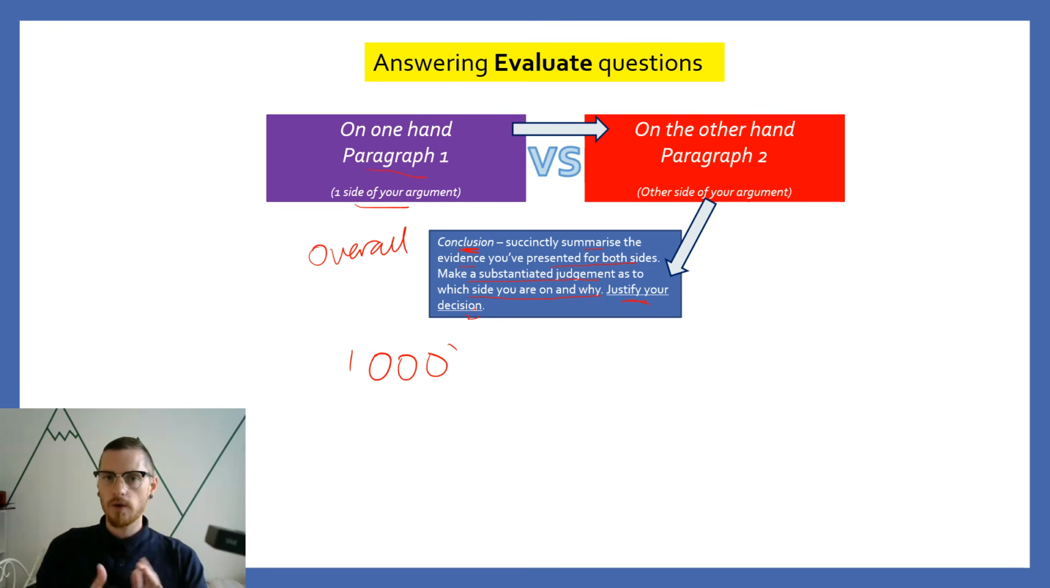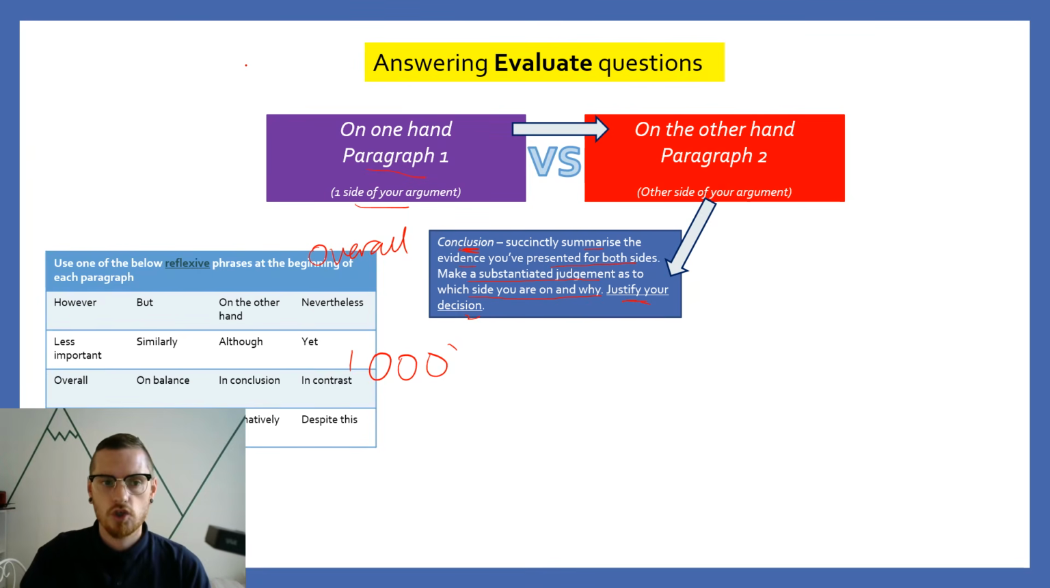Justify your decision. So evaluate questions are on one hand, one side of the argument, on the other hand, the other side of the argument, PEEL paragraph, then you're going to go into overall, summarize the evidence you provided, say which side you're on. And these 3 paragraphs, on one hand, on the other hand, overall, are as long as each other. It is not assess where you give me a 2-3 sentence conclusion. I need a proper, weighty, developed conclusion. Do not bring anything new into the conclusion. It has to be based upon what you've presented in your first 2 paragraphs.